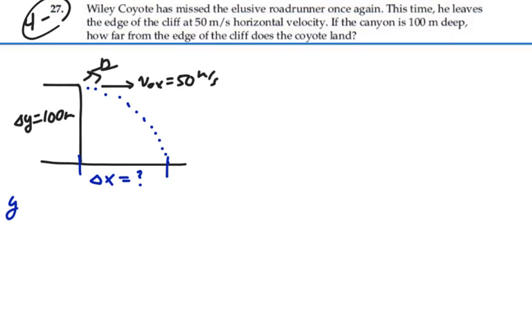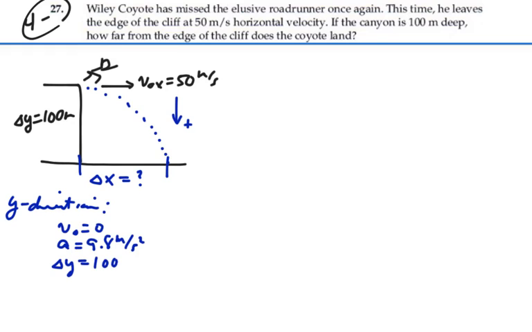Well, if we look at just the y direction, what do we have going on? We know that our initial velocity is going to be 0. The acceleration of gravity is going to be a positive 9.8 meters per second squared, as we're assuming down is our positive direction and displacement in that direction will be positive. So our displacement delta y is going to be a positive 100 meters as we go in that positive direction. And we wish to know the time. So we have 3 kinematic variables and we want to find the time.